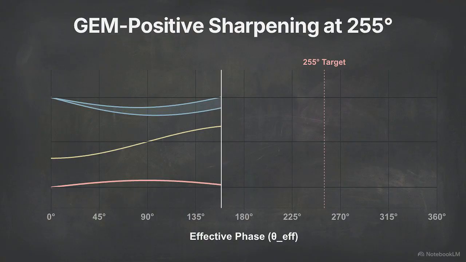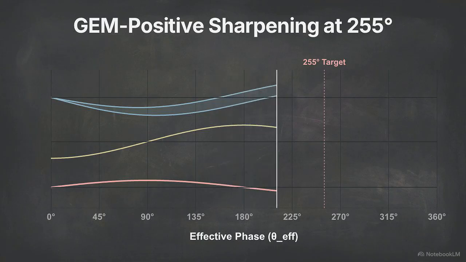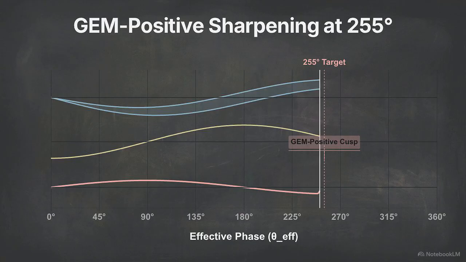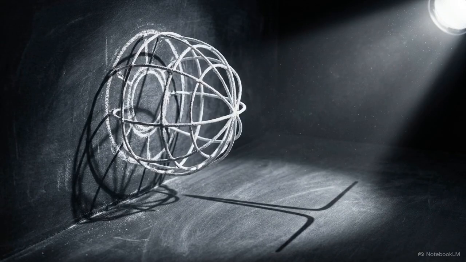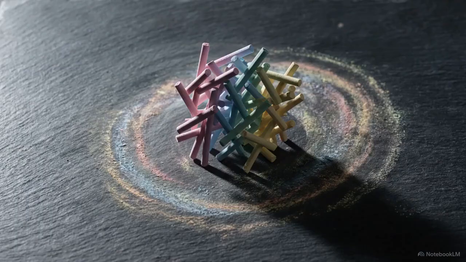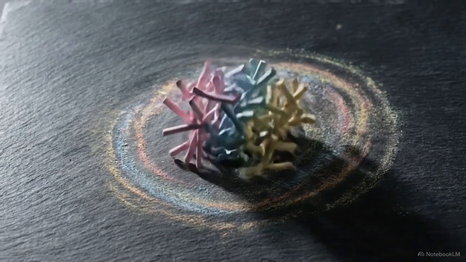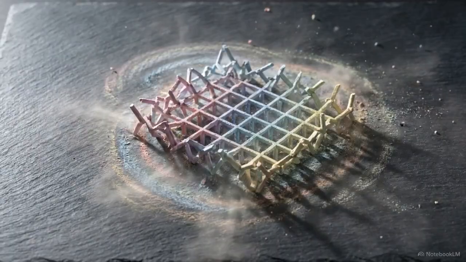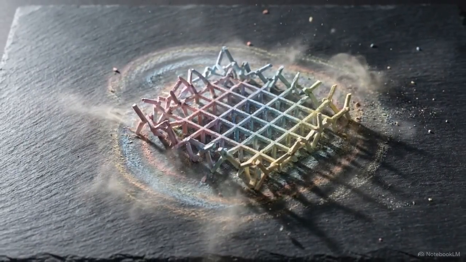A GEM-positive result is a localized, cusp-like peak exactly at the 255-degree target, whereas standard hysteretic materials show smooth curvature across this boundary. This localized curvature is the predicted shadow cast by the modal closure geometry. A localized sharpening feature at exactly 255 degrees indicates the precise point where the system alters its persistent state.